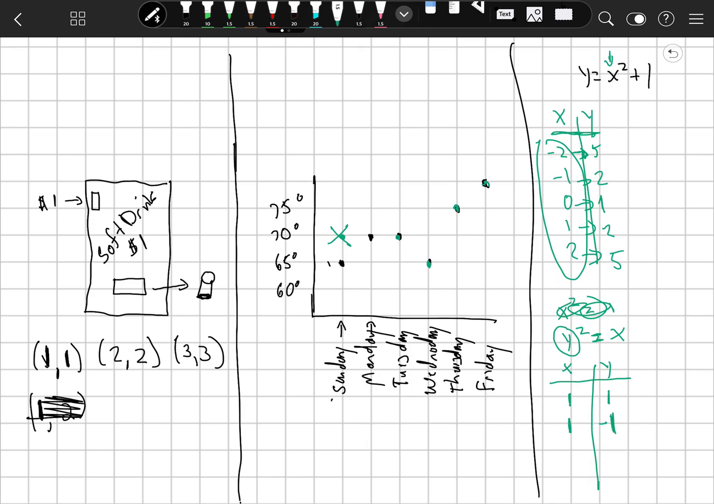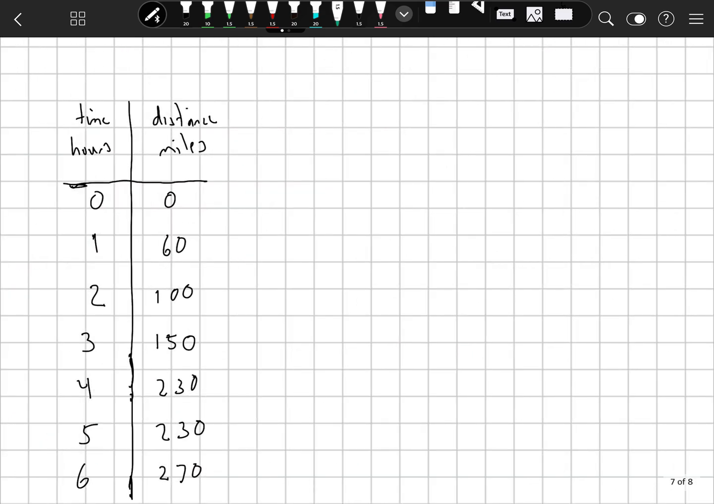Okay, can you tell that this is not going to be a function? Because if you put 1 in, you can expect to get 1 out. But here we're putting 1 in, getting negative 1 out. So y squared equals x is not a function, but y equals x squared plus 1 is a function.